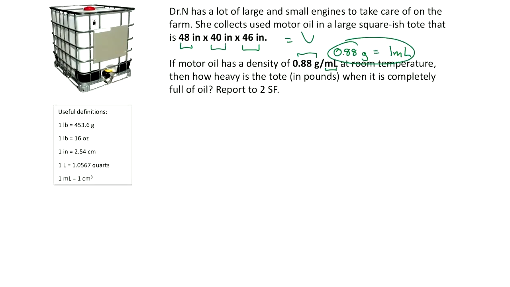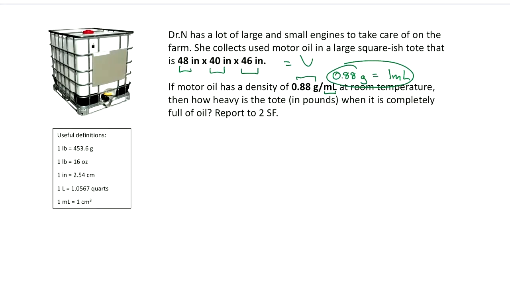This allows us to go from a volume to a gram amount, because the whole point is I want to figure out how much this weighs. I can figure out the volume of the tote, but if I multiply all these numbers together, what's the unit that comes out of volume? Inches cubed. Is that compatible with milliliters? No, it's not. What's the one thing I wanted you to memorize? 1 milliliter equals 1 centimeter cubed. That's something you need to memorize.